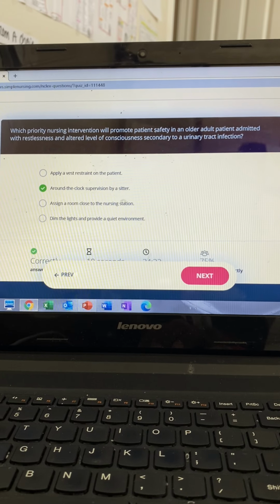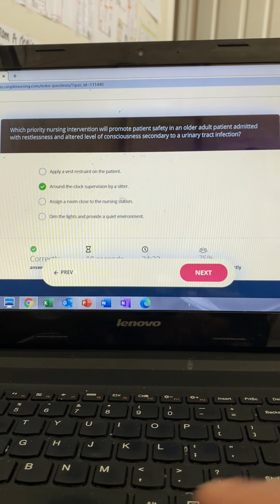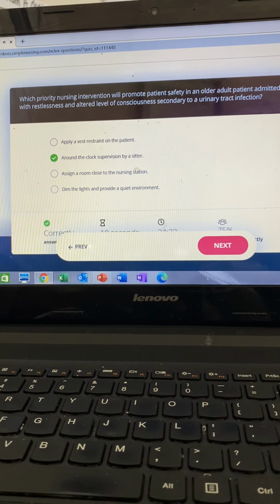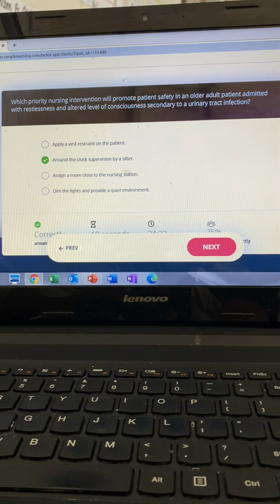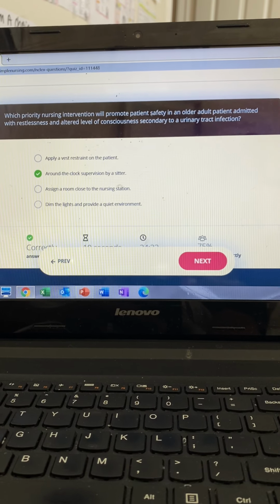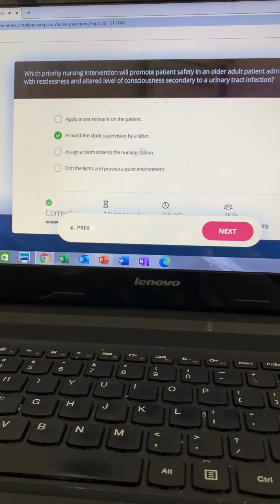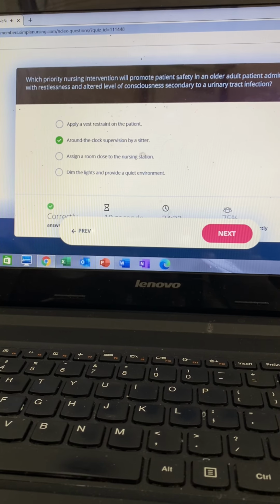So option number 1 is incorrect. Guys, vest restraints are very invasive. There's no indication that the patient needs to be restrained this heavily. Option number 2 is correct. Guys, always we do least invasive to most invasive. So having a sitter that can watch the patient at all times ensures patient safety with the least invasive measure. Now, option 3 and 4 are incorrect.